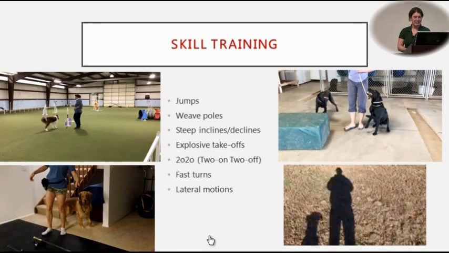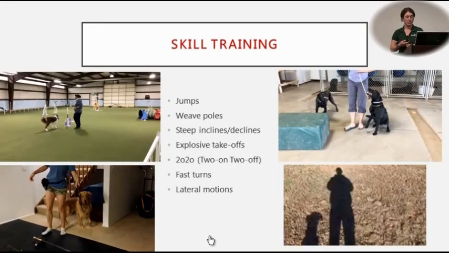Skill training. This is definitely something that we need to progress to with all of our conditioning programs. So we get finished with rehabbing a patient, and if we want to get them to return to sport, we have to start adding in some skill training as well. So jumps, weave poles, steep inclines and declines, explosive takeoffs. This concept of 2 on, 2 off, that's similar to that hind end awareness that I just showed you.